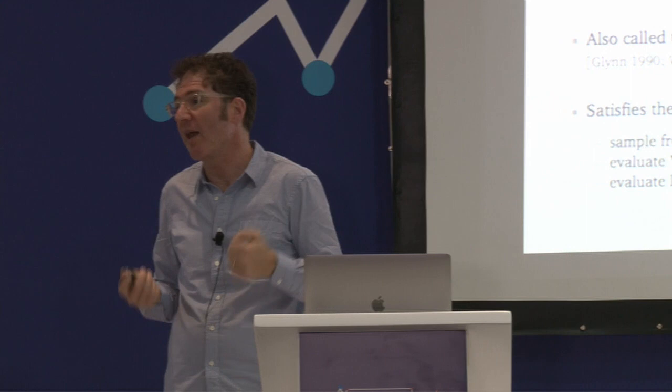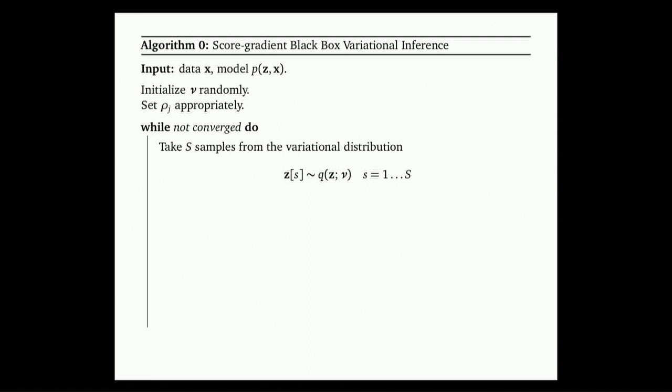Okay, and so that's the first algorithm, score gradient black box variational inference. The input is our model and the data. Again, we initialize the variational parameters randomly and set our step size appropriately. And now we are again going to repeat until convergence. The first step is to grab S samples from the variational distribution. All right, so we're going to grab z_s from q of z with parameter nu. Clear?